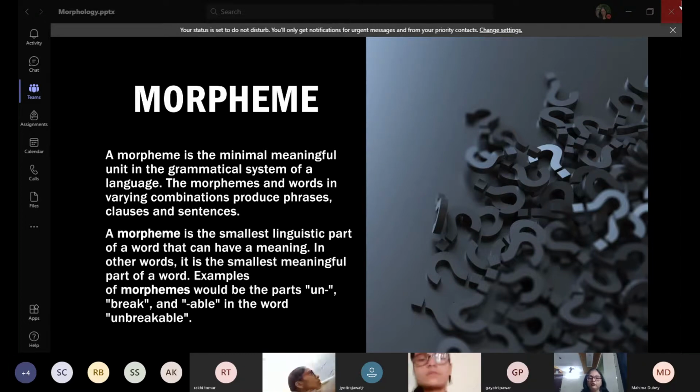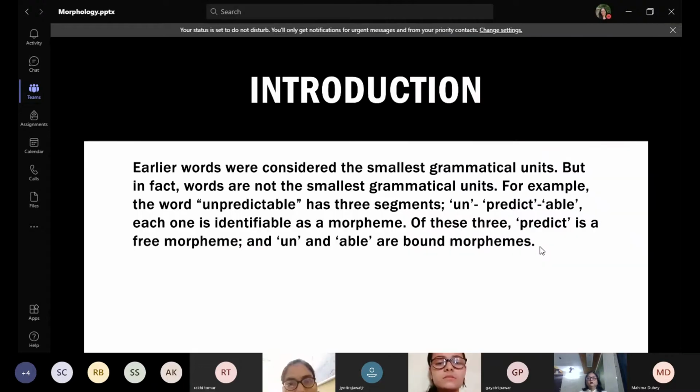See how many phonemes are there in this word, how many morphemes are there in this word. So there you see that there are three morphemes: break, able, and un. Earlier, as I told you, words were considered to be the smallest grammatical unit. But then it was found that words are not the smallest grammatical unit.